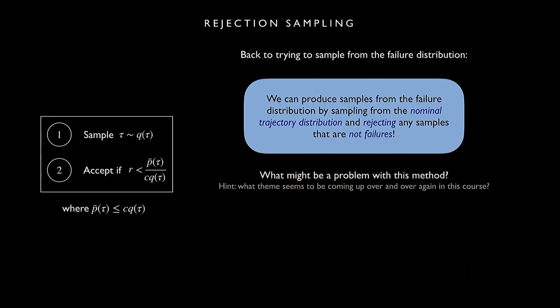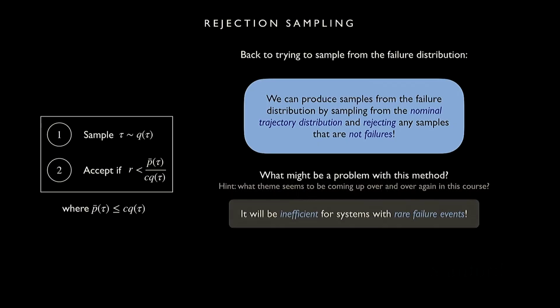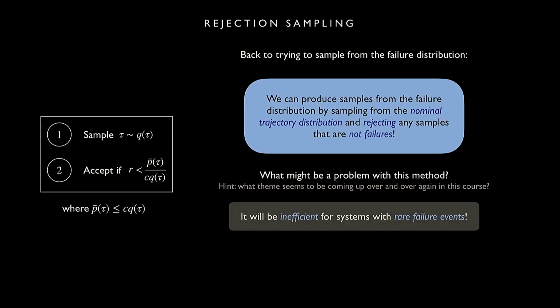But what might be a problem with this method? Hint, what keeps coming up in this class, yeah. We probably don't want to be sampling from Q of tau, but something closer to... Yeah, so exactly what you were talking about earlier. If we just do this and failures are really rare, then we're not going to get very many failures and we're going to reject a whole bunch of samples and we're not going to be left with very much. So this is an issue. And again, it'll be inefficient for systems with rare failure events. And so one solution is to come up with a better proposal distribution that's closer to the distribution that we're trying to sample from.